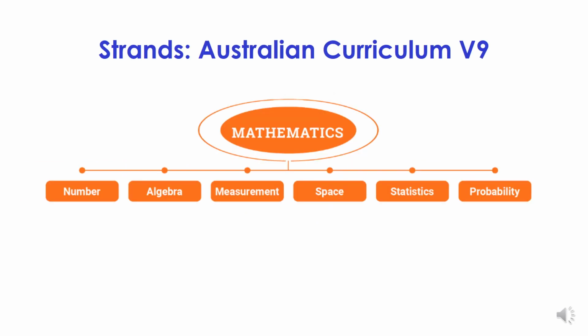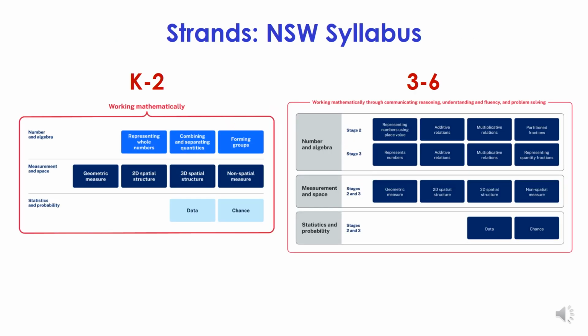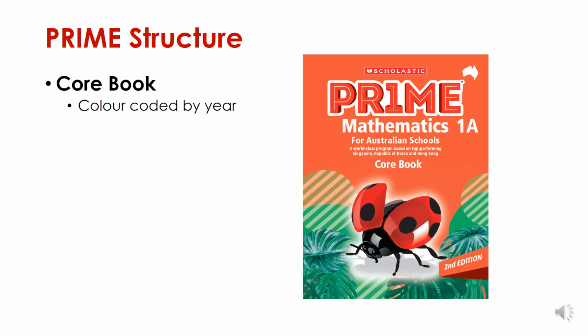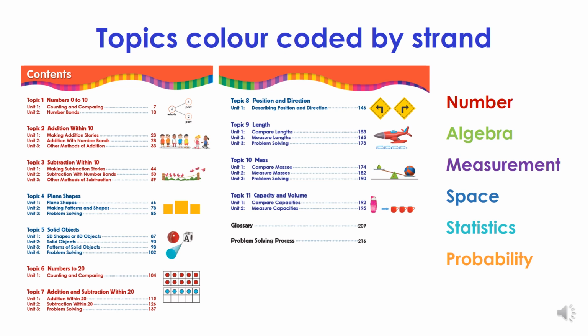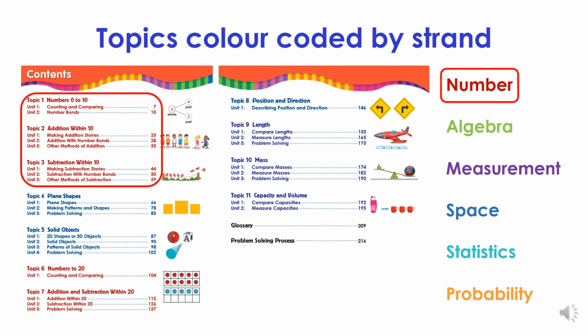It is organised by the 6 strands of the Australian curriculum, and these overlap with the combined strands used in the New South Wales syllabus. Prime is organised around curriculum year levels, and the student core books are colour-coded. Resources for each topic are colour-coded by Australian curriculum strands. Number topics are red.